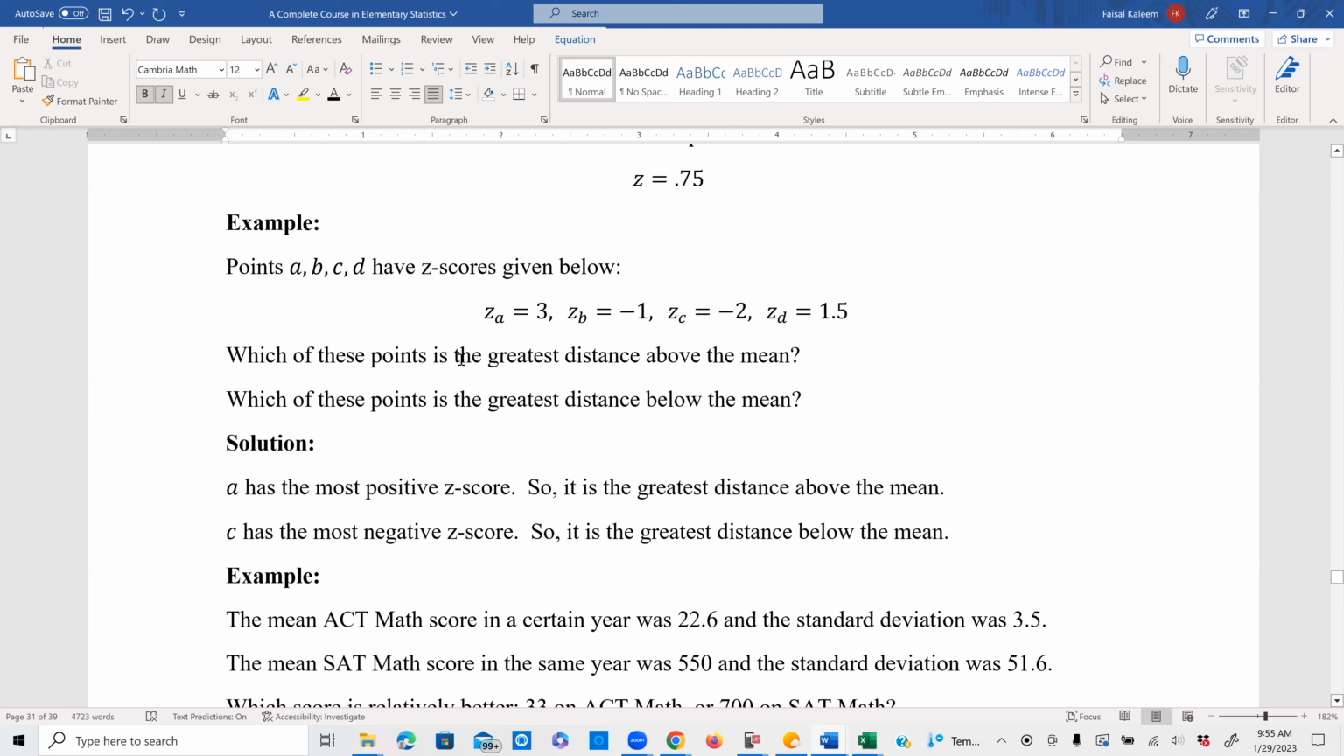When you're given 4 points with these z-scores, which of these points is the greatest distance above the mean? So A has the highest positive z-score, so A is the greatest distance above the mean. And which is the greatest distance below the mean? So here you look for the one which has the most negative z-score. C has the most negative z-score, so C is the greatest distance below the mean.